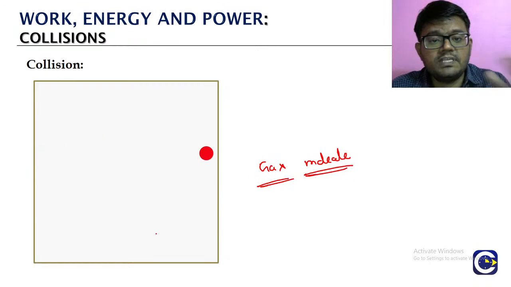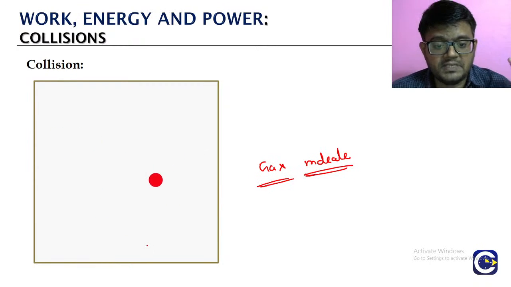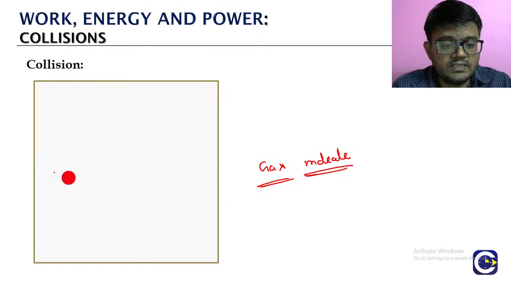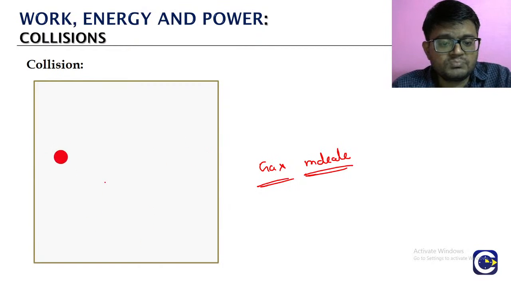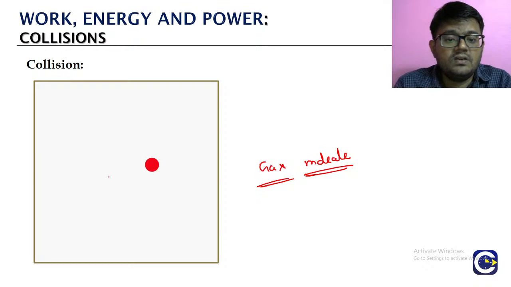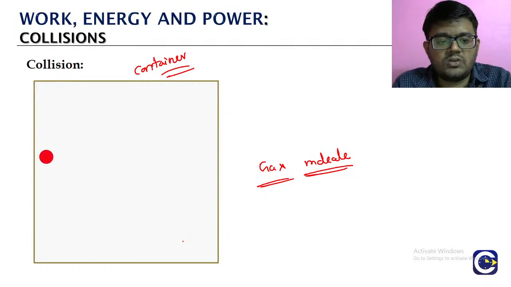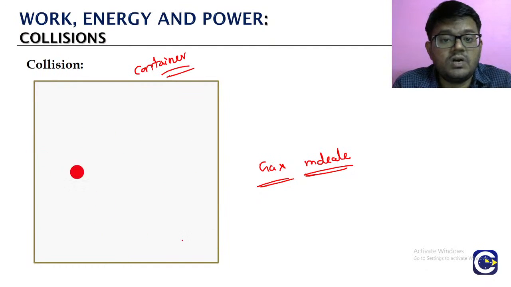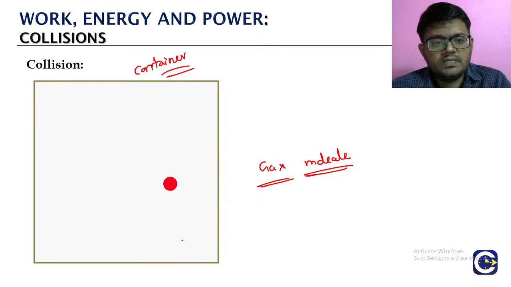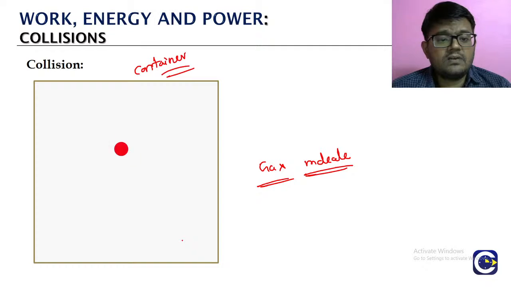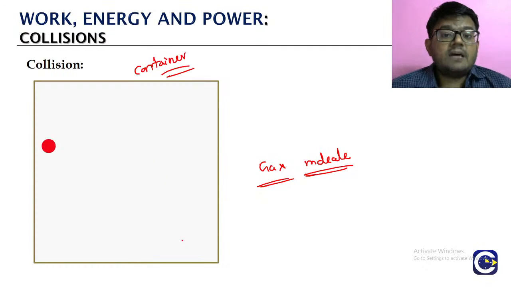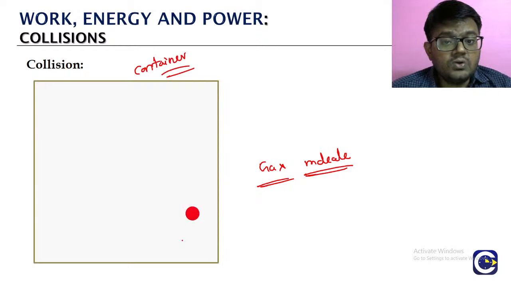We will study about this when we go to the kinetic theory of gases chapter. Look, what is happening? This gas molecule is continuously colliding with the walls of the container. You can imagine this as a container. The gas molecule collides continuously with the walls of the container. This is also an example of collision. All these are different examples we can think of to understand the concept of collision.